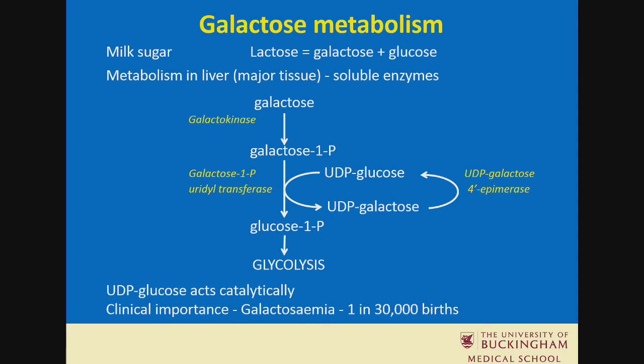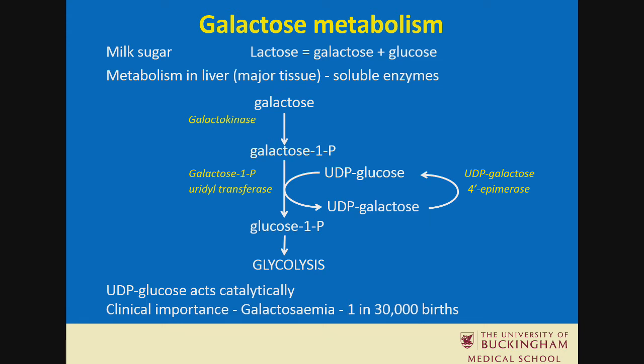So galactose is mainly metabolized in the liver, and again we have a kinase as the first step. So sort of a pattern emerging here, phosphorylation of the sugar, keep it inside the cell. And then there's what I think is rather a neat way of utilizing the galactose.